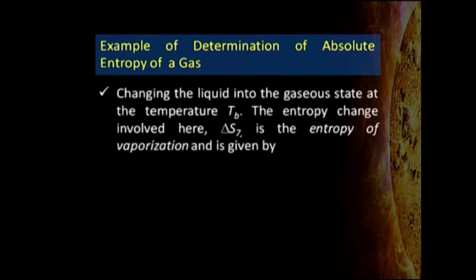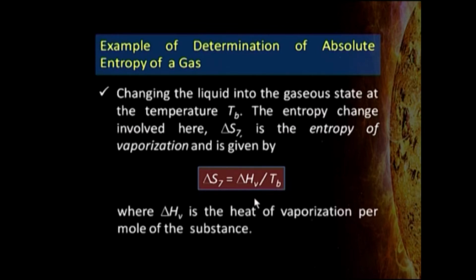In the next step, the liquid will be changed into the gaseous state at the temperature Tb. The entropy change involved here is delta S7, which is known as entropy of vaporization and is given as delta S7 is equal to delta Hv divided by Tb, where delta Hv is the heat of vaporization per mole of the substance and Tb is the boiling point in Kelvin.